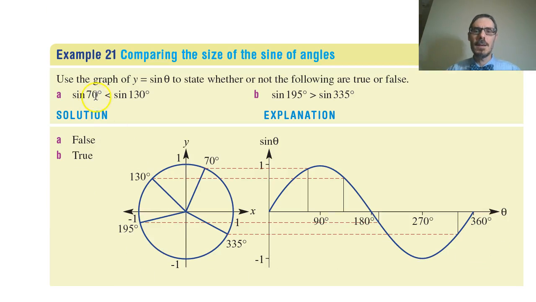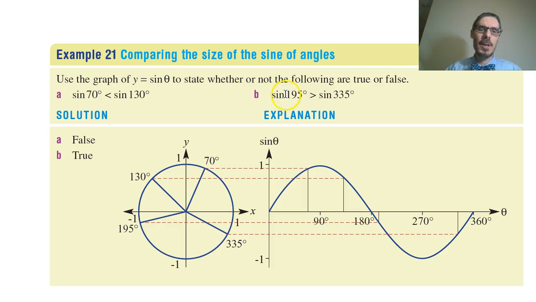Sine 70 and sine 130. So you can work out where sine 70 is and where sine 130 is and go, which one is bigger? I think sine 70 is bigger. So this statement's false.